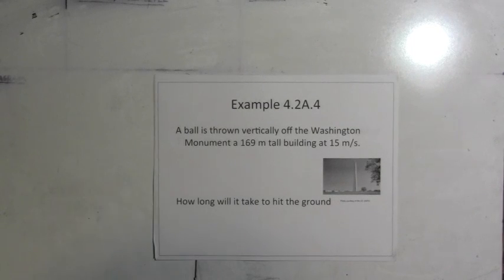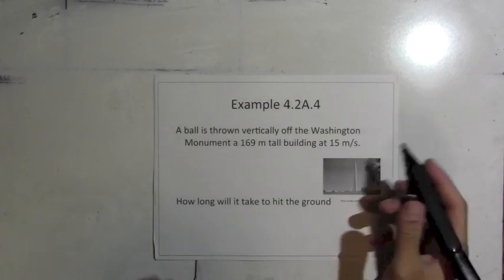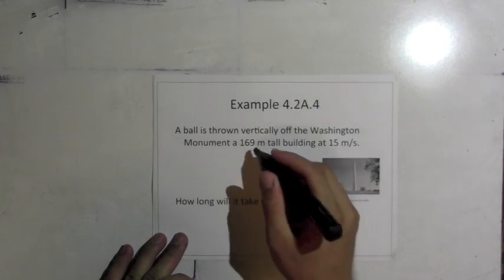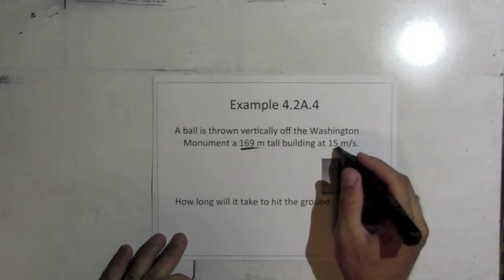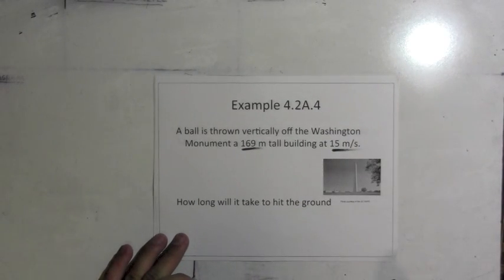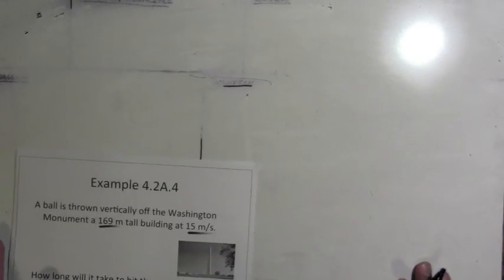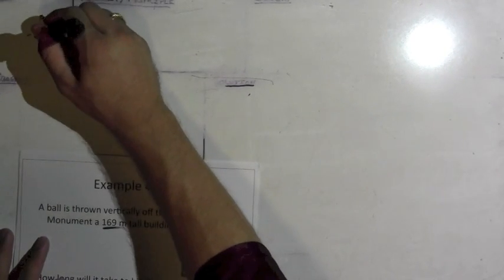Alright, as usual, we saved the most difficult question for last. It says, example 4.2a.4, a ball is thrown vertically off the Washington Monument, which is 169 meters tall, at 15 meters per second. How long will it take to hit the ground? So we are looking for time.